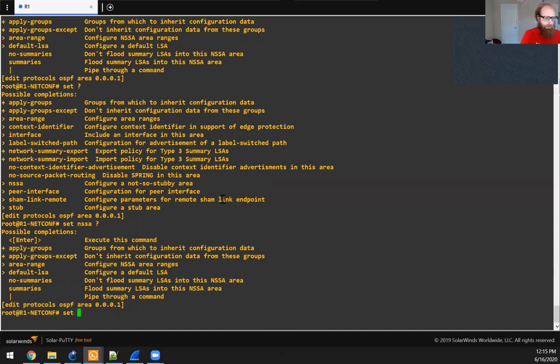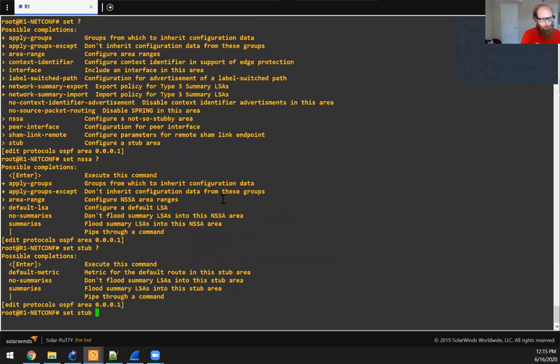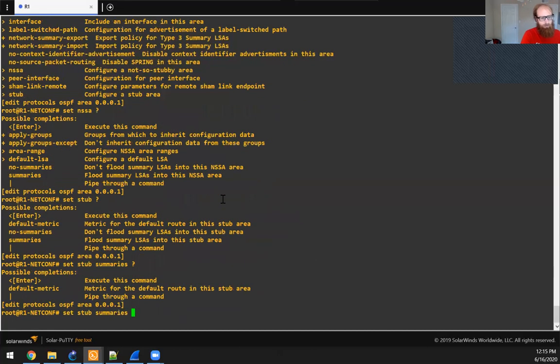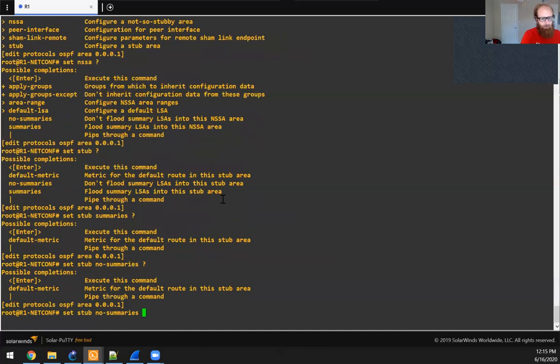And then there's the stub area with summaries, which is the default, I believe, for this as well, and with the no summaries. So, yep, you've got 4 different types of stub areas, but you've got a total of 5 different areas because you've also got the backbone area, which is not a stub area. So 4 different kinds of stub areas.